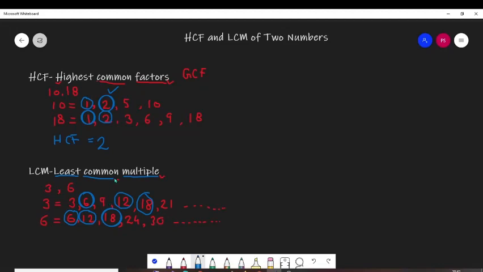We have got the common multiples. Now what do you mean by least? Least means smallest. So which is the smallest common multiple here? It is 6. So LCM of these two numbers is 6. Isn't it very easy? I always say maths is a very interesting subject, right?